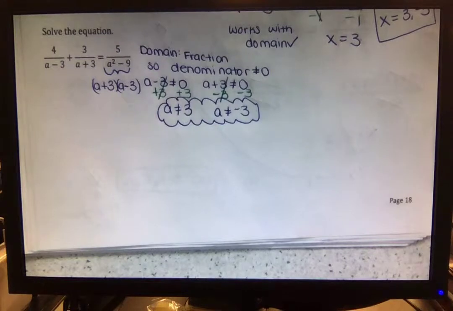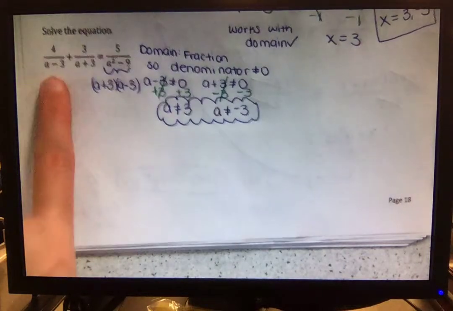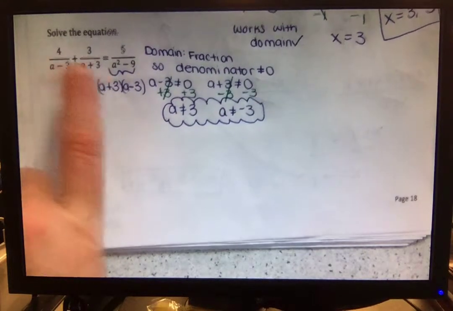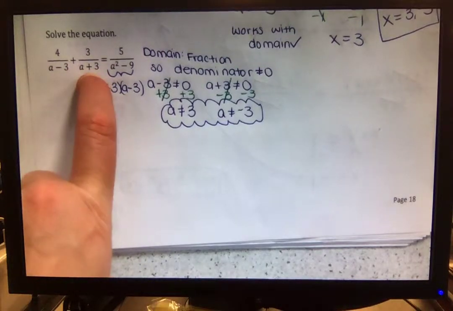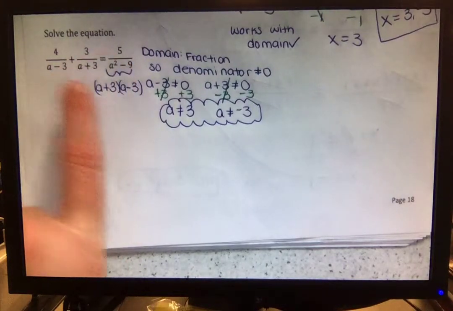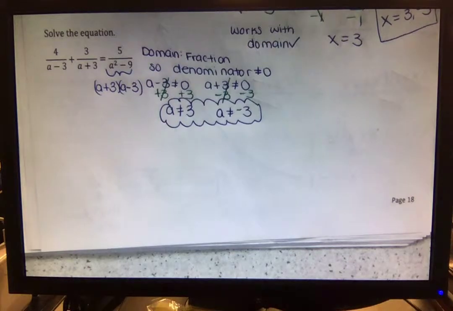What about 0? It's okay that it's 0, as long as it's not positive 3 or negative 3. Those denominators can equal 0. In order to make a minus 3 zero, a would have to be 3. In order to make a plus 3 zero, a would have to be negative 3. So to make that whole bottom 0. All right, so now that we found the domain, we can actually try to solve this thing and then go back and check the domain.